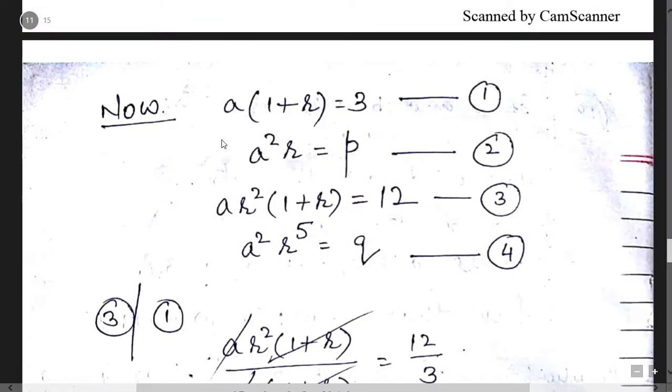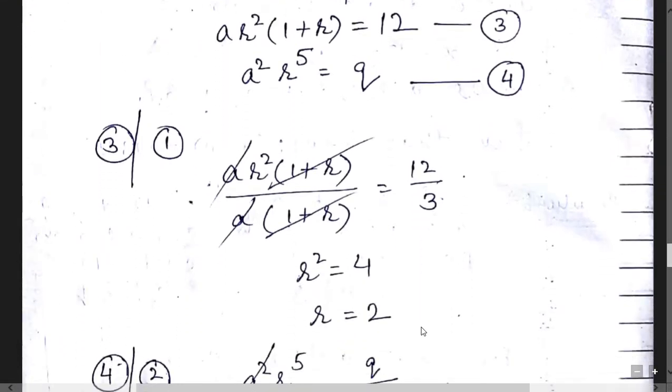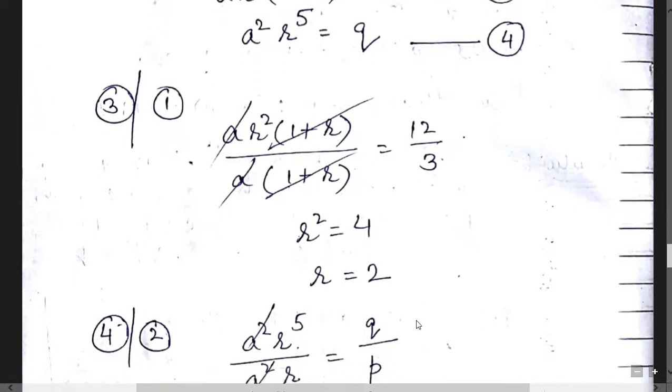Okay, 4 equations are there now. A into 1 plus R is equal to 3, A square R is equal to P, and similarly third and fourth equation. Now when 3 is divided by 1, what you will get? A into 1 plus R you can cancel. 12 divided by 3, it can be written as 4. R square is equal to 4, it means R is equal to 2.